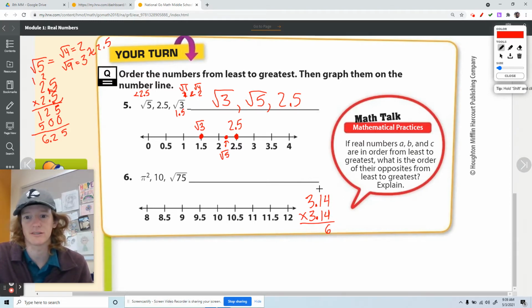4 times 4 is 16. 4 times 1 is 4, plus 1 is 5. 3 times 4 is 12. Add a 0 because we're now in the tens place. 4, 1, 3. Add 2 zeros. We're now in the hundreds place.